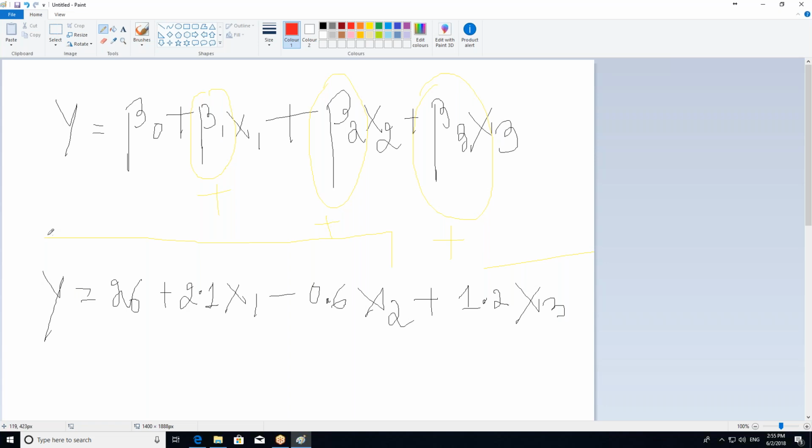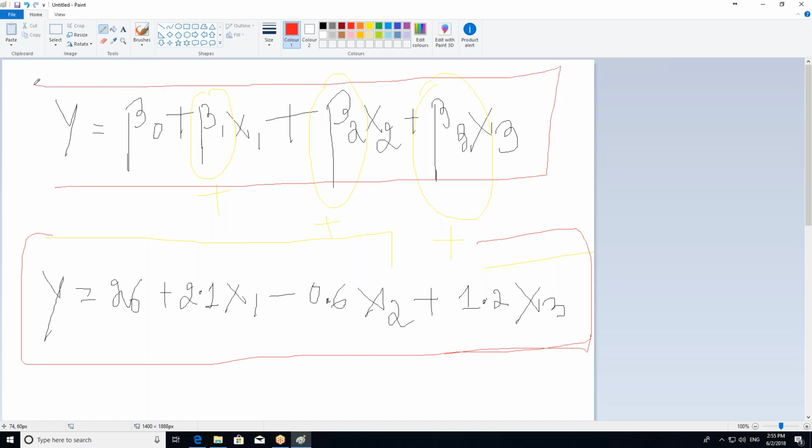This is the model which I built, but in actuality, this is what a domain expert has told: all these coefficients should be positive. What do I see as the difference here? Some are negative and some are positive. Yes, beta 2 is negative.